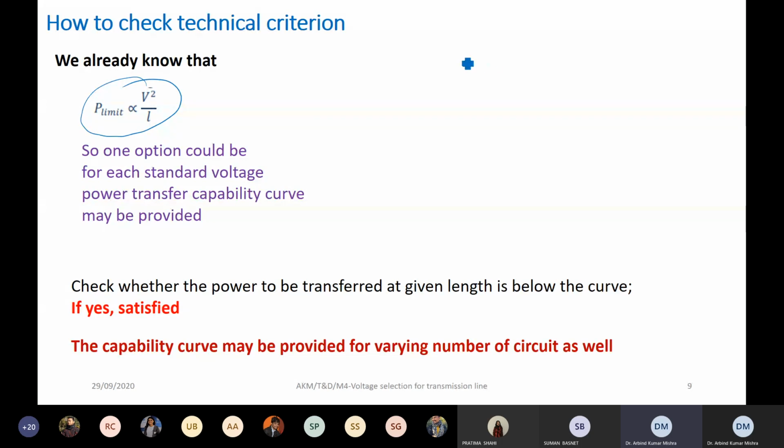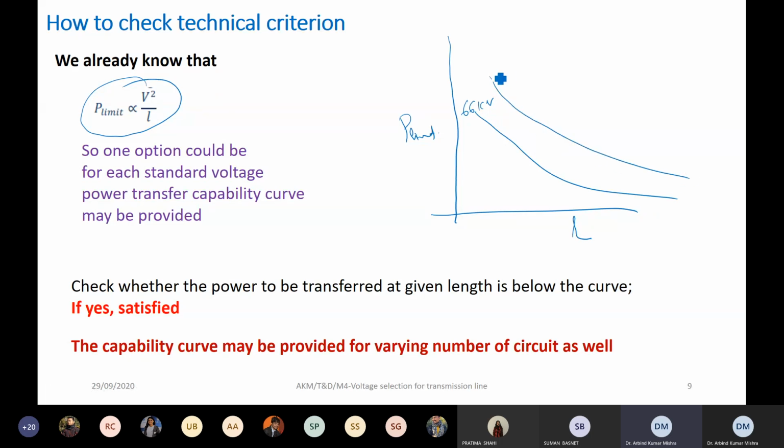So as a designer, you will have the data available which gives the capability curve, as we have plotted, of P limit versus L for each and every standard voltage. Say you might have this for 66 kV, then another curve for 132 kV, and for 220 kV, and for 400 kV. So you might have the availability of this.